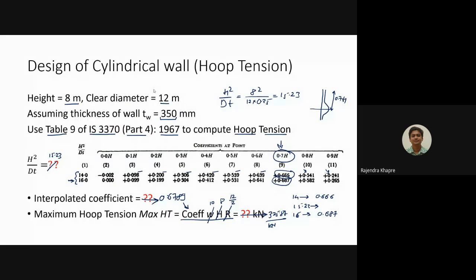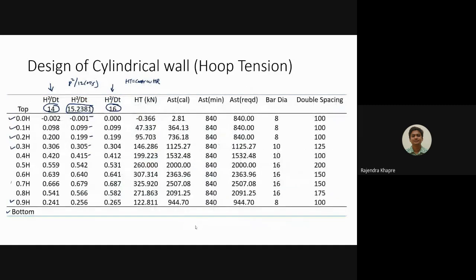Okay, so you can see at the bottom, over here you can see coefficient into W into H into R. So accordingly, I have calculated the hoop tension. Then once the hoop tension is calculated, I am going to calculate what is the AST which is required. And AST, how you are going to calculate? Hoop tension divided by sigma st. So at every level I have calculated the AST.